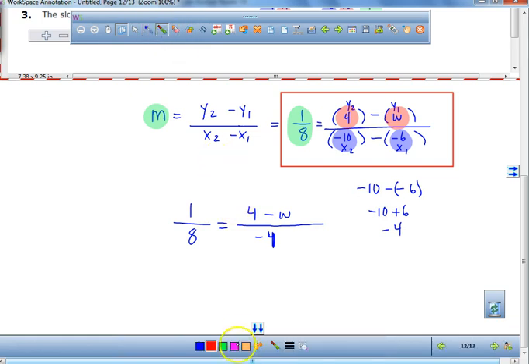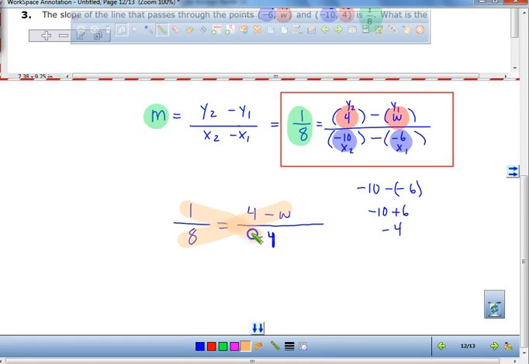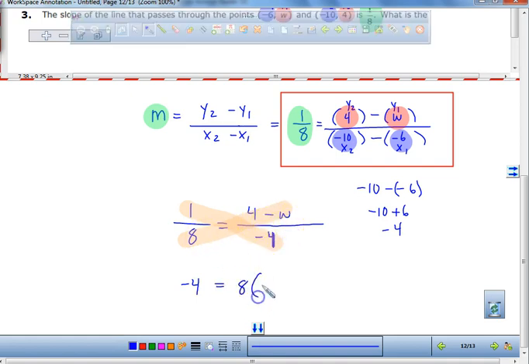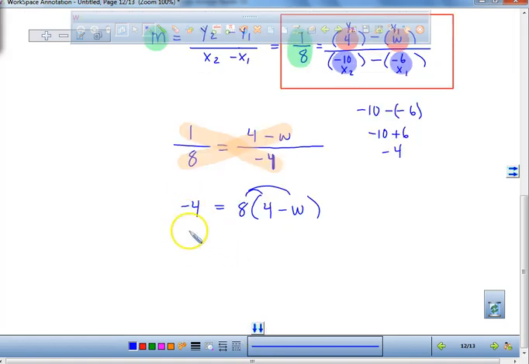Right now, I'm going to cross multiply here. We have a proportion. Just for a quick review of cross multiplication, cross products are always equal. So I'm going to say -4 times 1 is -4 equals 8 times 4 minus W. I multiply 8 to both numbers, so I'm going to distribute that. We get -4 equals 32 minus 8W.